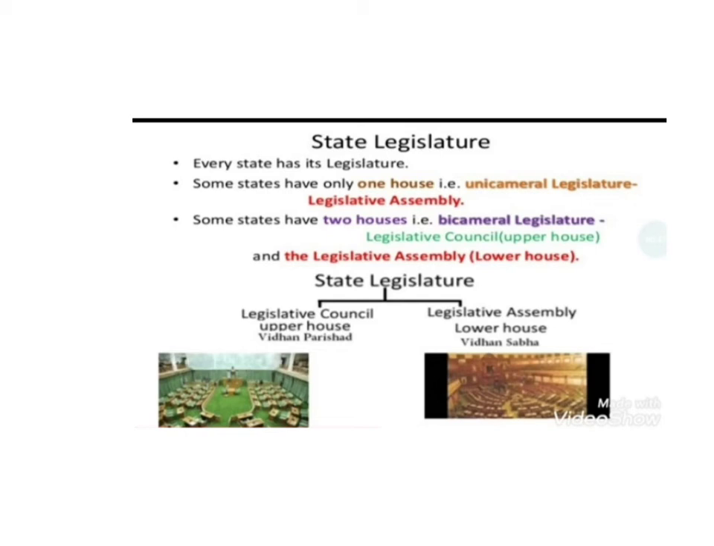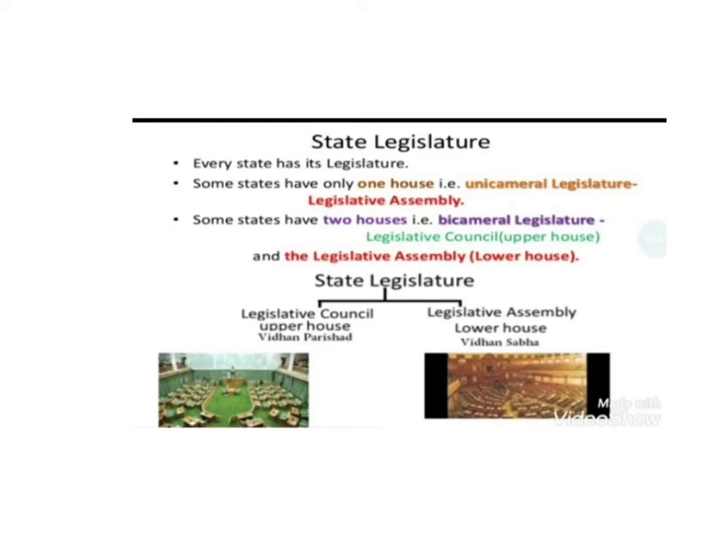Like when J&K was a state, it had a bicameral legislature. That means it had a legislative assembly as well as a legislative council. So some states are unicameral, they only have a legislative assembly. Some states have two houses, where the legislative assembly is the lower house and the legislative council is the upper house. Like the parliament has the lower house and upper house, Lok Sabha and Rajya Sabha, some states also have a lower house and upper house, that is legislative assembly and legislative council.